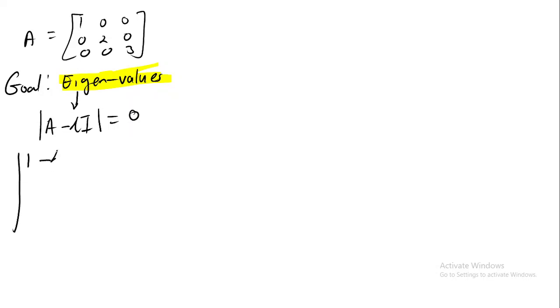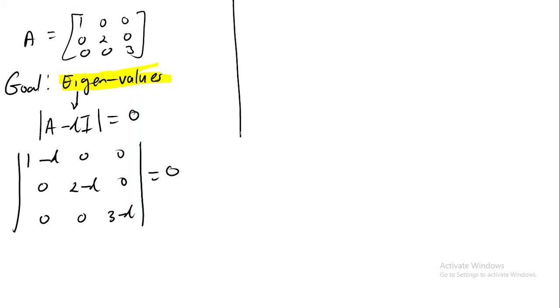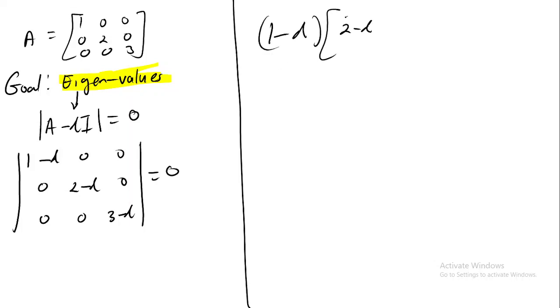From this point, you subtract lambda from your diagonals, and we know that our diagonals are what? It is 1 minus lambda, 0, 0, 0, 2 minus lambda, 0, 0, 0, 3 minus lambda, and then equate it to 0. From this point, you apply your knowledge of the determinant of a 3x3 matrix, meaning you'll be left with 1 minus lambda into 2 minus lambda multiplied by 3 minus lambda, which is actually equal to 0.